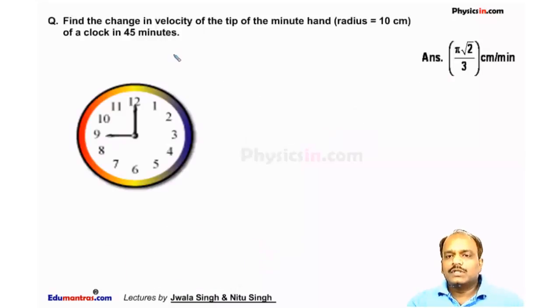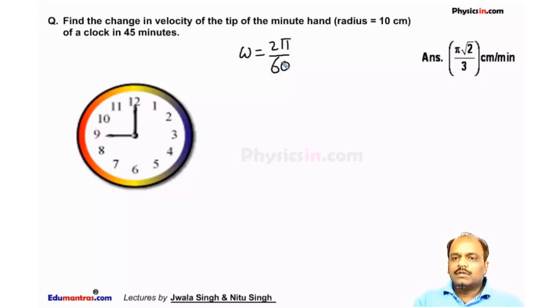Find the change in velocity of the tip of a minute hand of a clock in 45 minutes. Suppose this is the clock, it is moving. The angular velocity of the minute hand is omega, which is equal to 2 pi by 60 minute, in radian per minute. The minute hand makes one complete revolution in 60 minutes, so this is 2 pi radian divided by 60 minutes. This is the angular velocity.